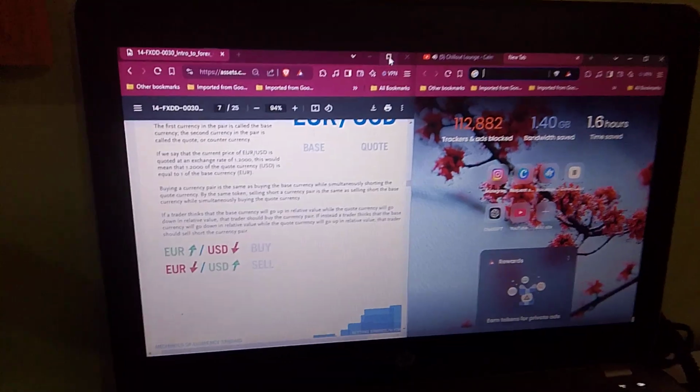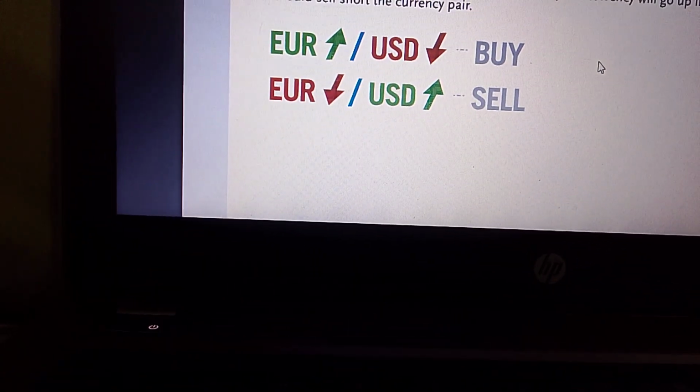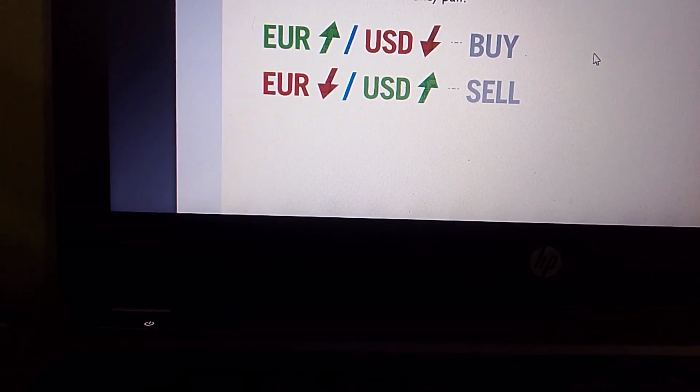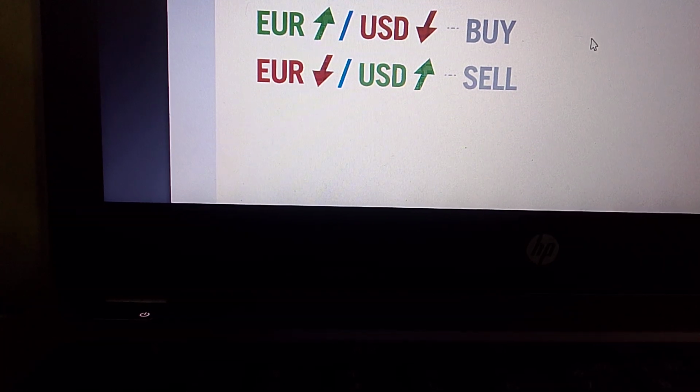And now we can move on to our notes again. Let's continue. Here we're still on page 7. If a trader thinks that the base currency will go up in relative value while the quote currency will go down in relative value, that trader should buy the currency.